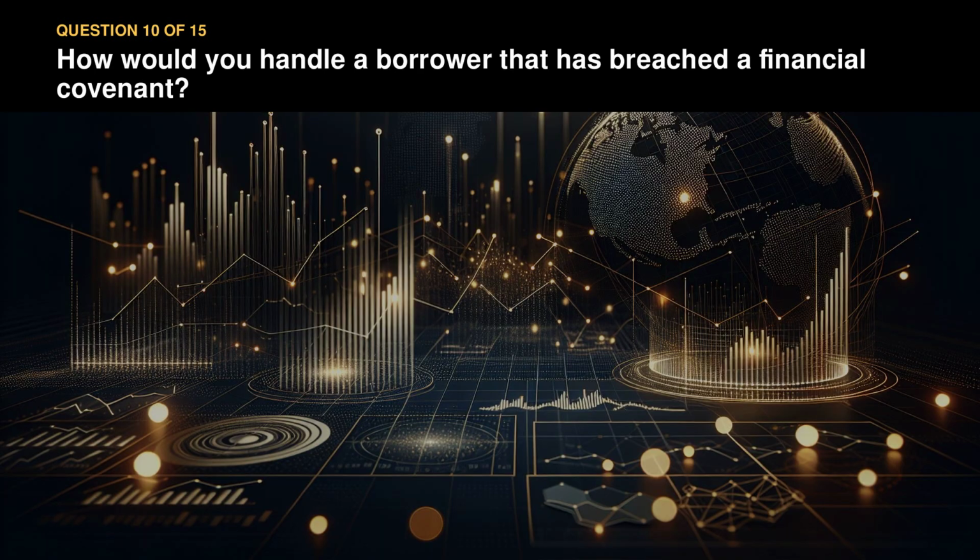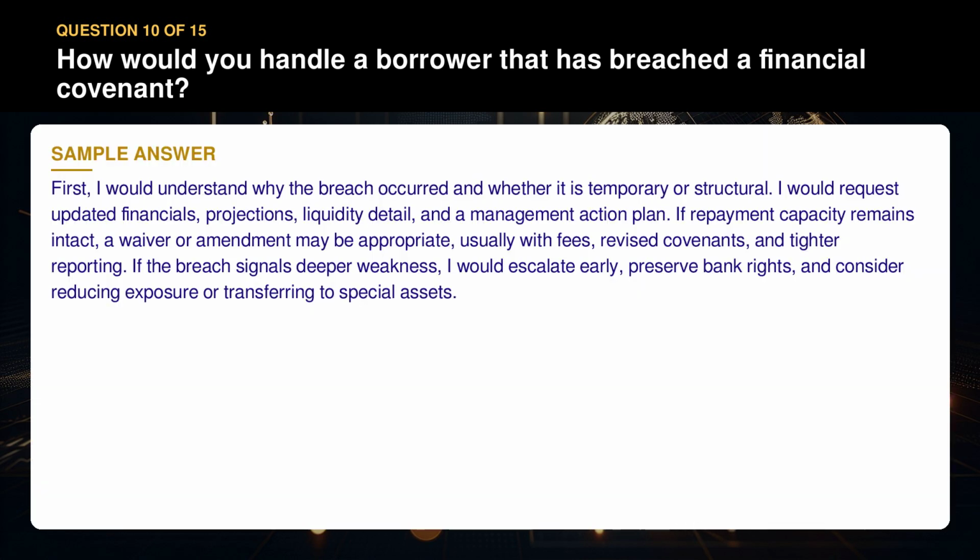Question 10. How would you handle a borrower that has breached a financial covenant? First, I would understand why the breach occurred and whether it is temporary or structural. I would request updated financials, projections, liquidity detail, and a management action plan. If repayment capacity remains intact, a waiver or amendment may be appropriate, usually with fees, revised covenants, and tighter reporting.